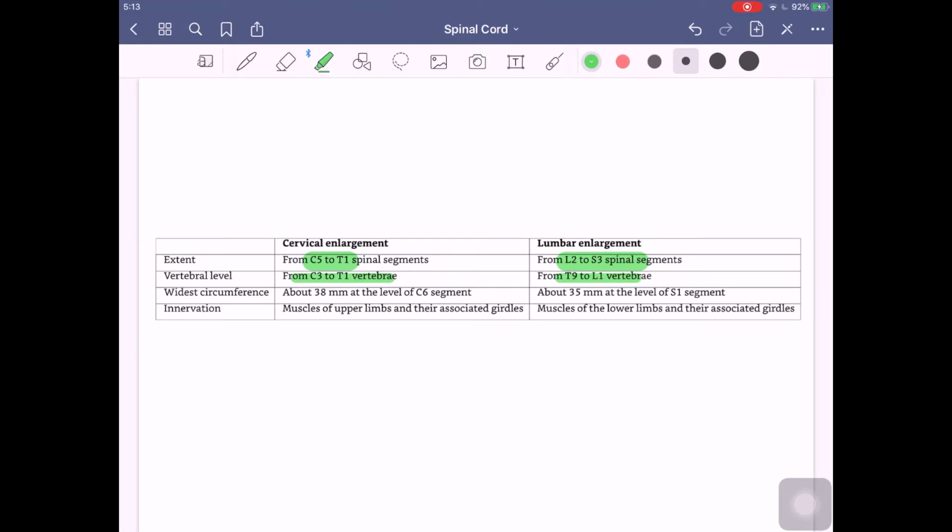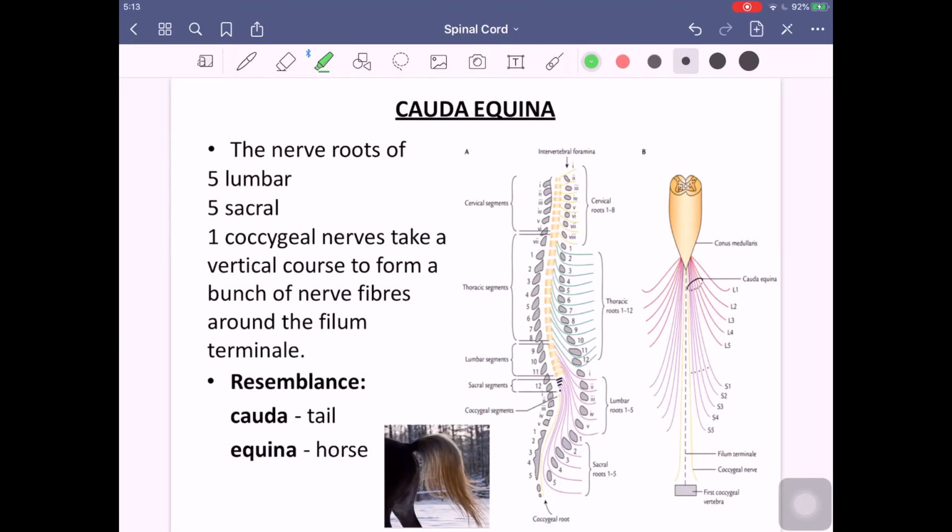So that will give you the vertebral level of the cervical enlargement, and T9 to L1 is the vertebral level of your lumbar enlargement. We said the widest part is 38 mm, which is at C6 in cervical. It is 35 mm, which is at S1 segment. Innervation of your cervical enlargement is through the muscles of upper limb and the pectoral girdle, and this will be muscles of lower limb and the hip girdle. So these are your differences. Very simple, straight and plain.